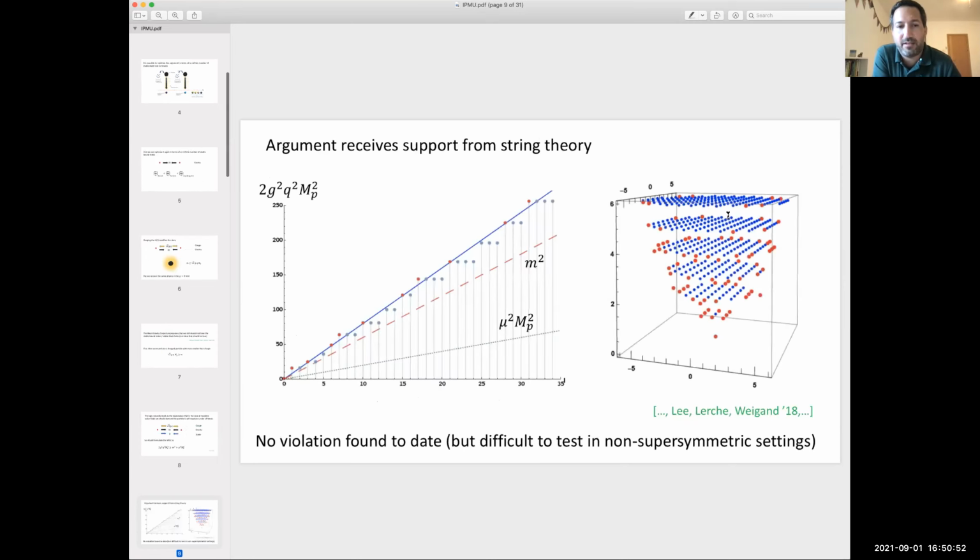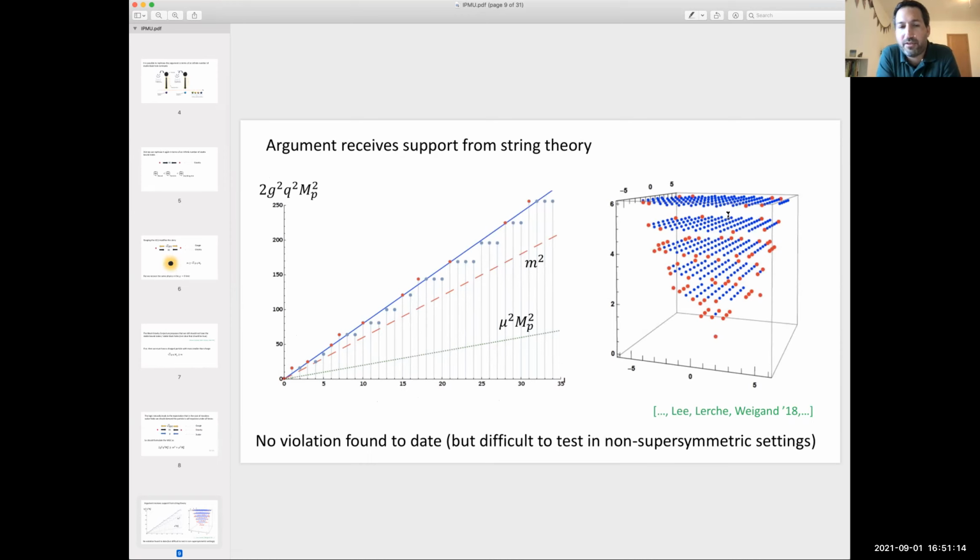So next slide. Okay, and indeed you can go and test these things in string theory. As I say, these arguments are in some sense hand-wavy, but perhaps the nicest evidence for the weak gravity conjecture comes from the fact that it seems to be respected in all string theory constructions we know. So here's a nice example.